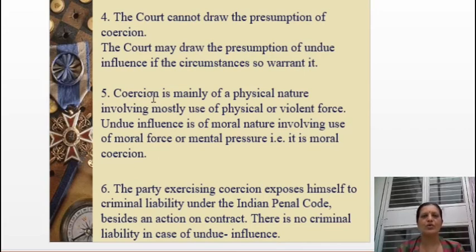Number 5, coercion is mainly of a physical nature, involving mostly the use of physical or violent force. Means in case of coercion, there is physical pressure applied, whereas undue influence is of a moral nature, involving use of moral force or mental pressure, that is, it is moral coercion. So therefore undue influence is also known as moral coercion, because in case of undue influence, mental or moral pressure or force is applied.